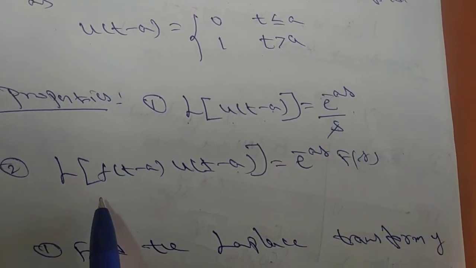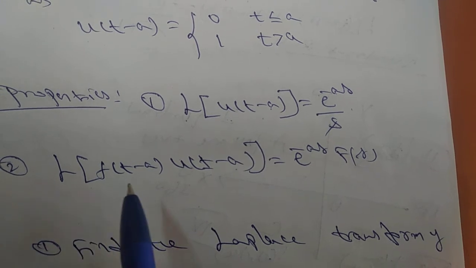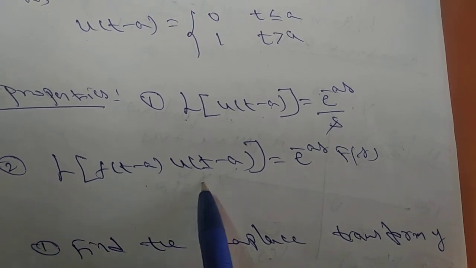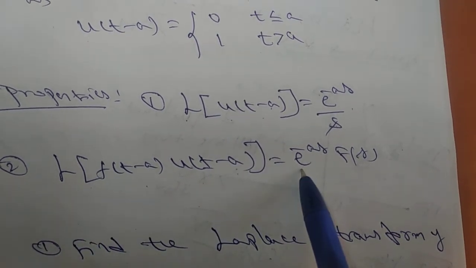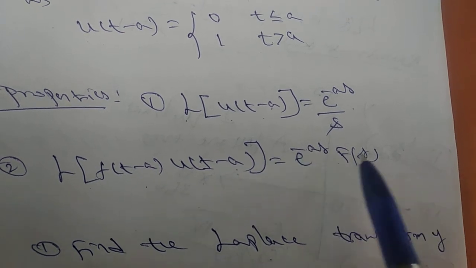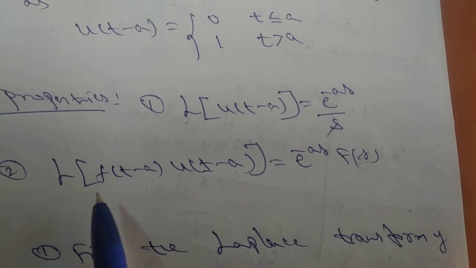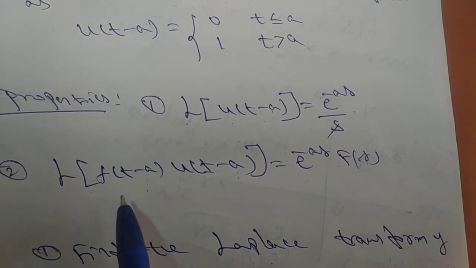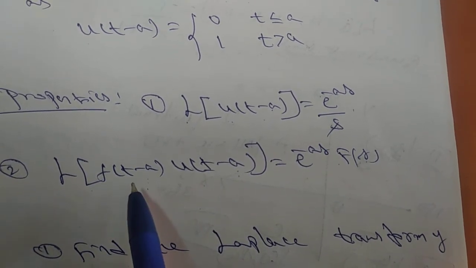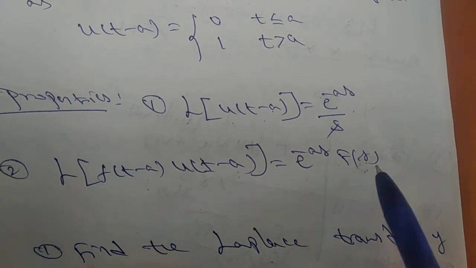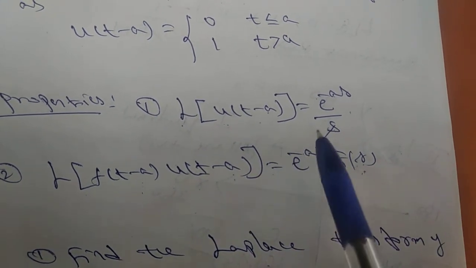And second property: the Laplace transform of f(t minus a) into u(t minus a) is equal to e power of minus as into F(s). Here F(s) means the Laplace transform of f(t). Here f(t minus a) is given, so you have to find f(t), then find the Laplace transform. That value is F(s). These two are important properties.